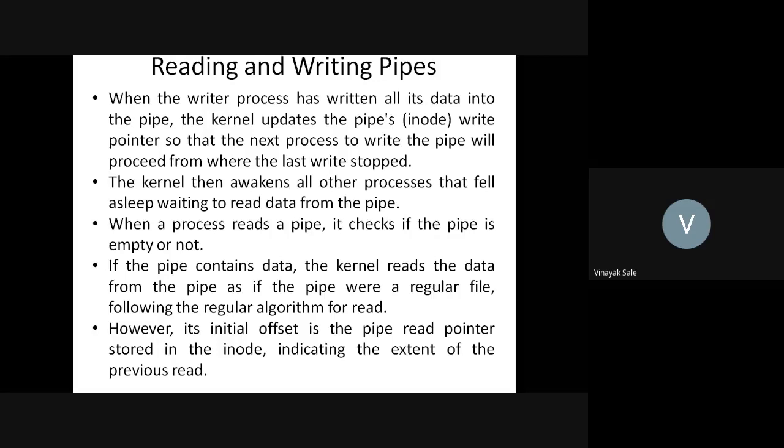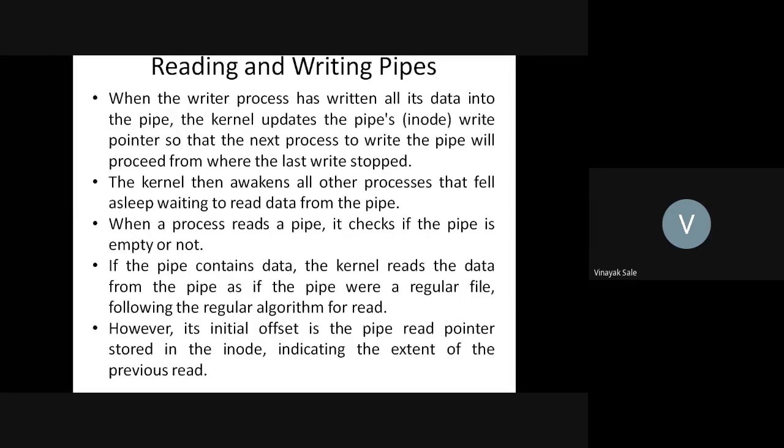When a process reads a pipe, it first checks whether the pipe is empty or not. If the pipe contains data, then the kernel reads the data from that pipe. And if the pipe were a regular file, it would follow the regular algorithm for read.